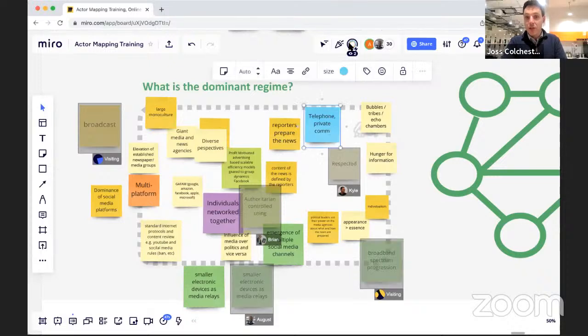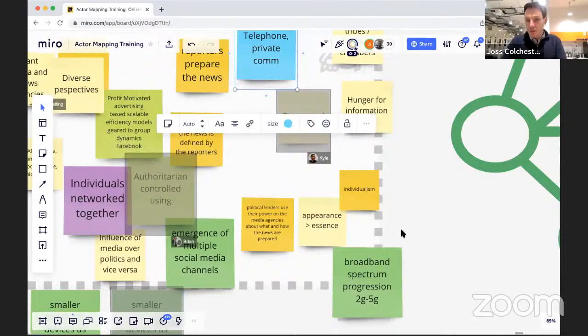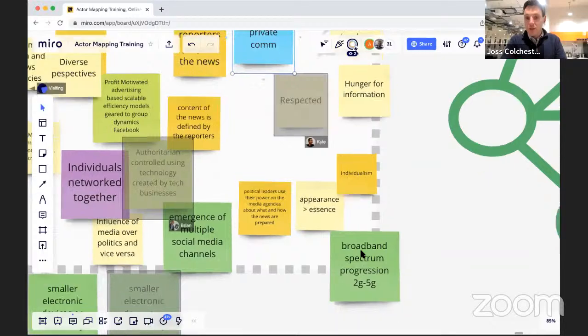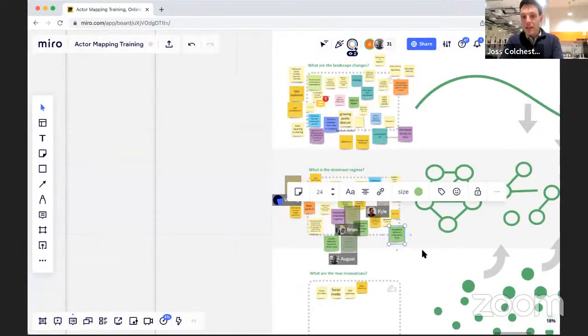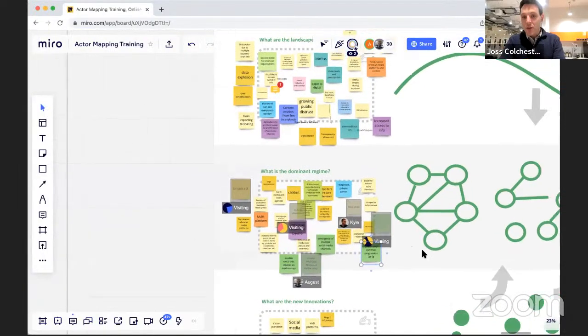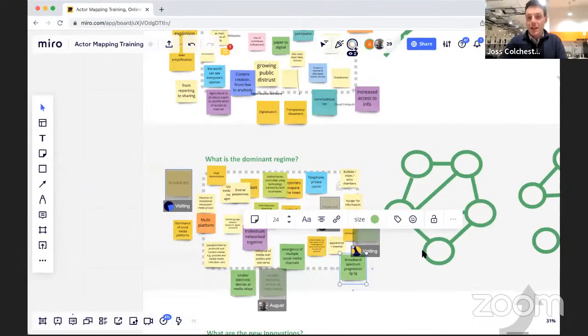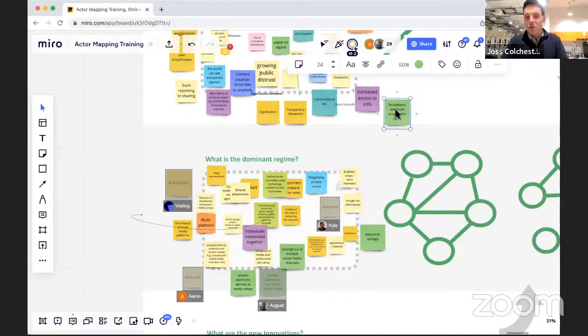Telephone, private communications, bubbles, tribes, echo chambers, hunger for information. Yeah, there used to be a scarcity of information. Individualism, appearance and essence, broadband spectrum progression. Yeah, that's been a certain change. Maybe that would be something up here on the landscape level, right? Going from when I was growing up, having, I don't know what it was, 56 kilobytes of internet speed to 700 megabytes or something like this. That's a bit of a landscape change, right? Because we couldn't see video before very much on the internet, and now we can.